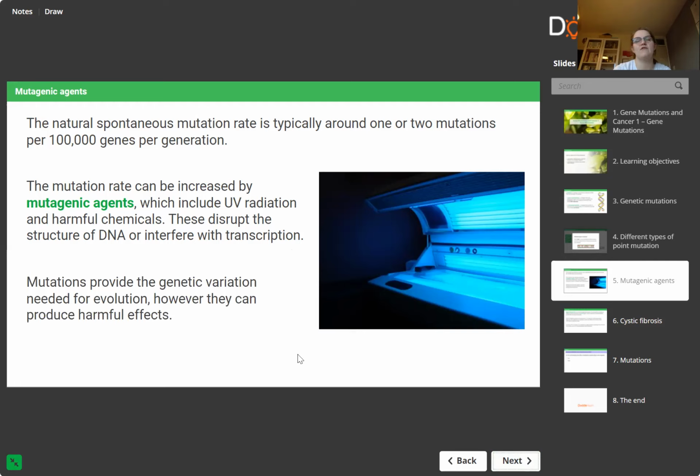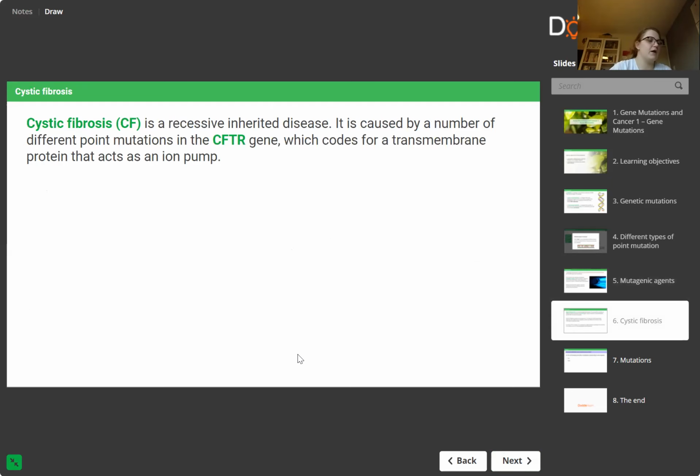So mutations provide the genetic variation that we need for evolution. However, as we know, we can have harmful effects. One disease that you do need to know a little bit about is cystic fibrosis. It's a recessive inherited disease. So what do we mean by that? Recessive means it's not dominant, which means we need 2 of the same alleles for it. Inherited means it's passed on from generation to generation.